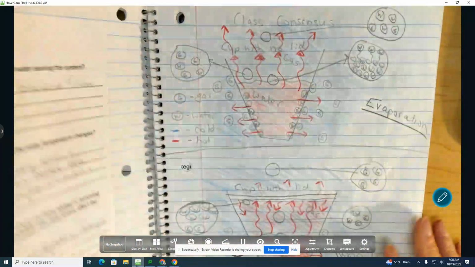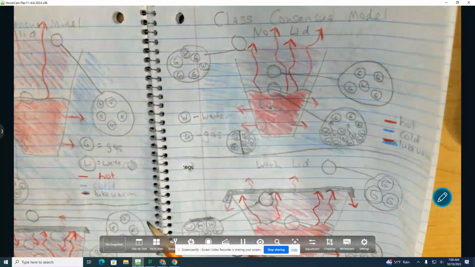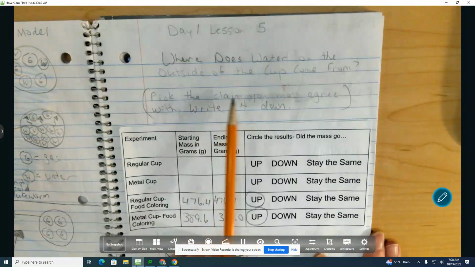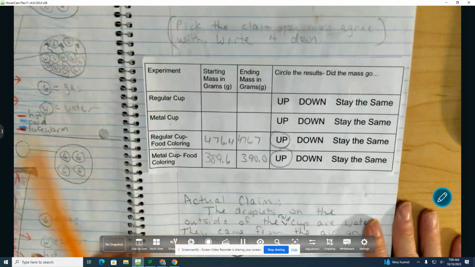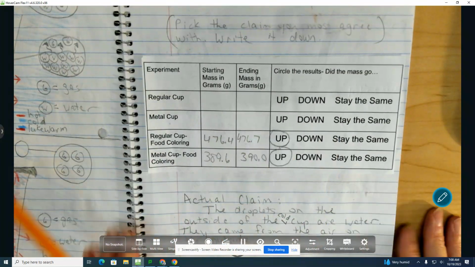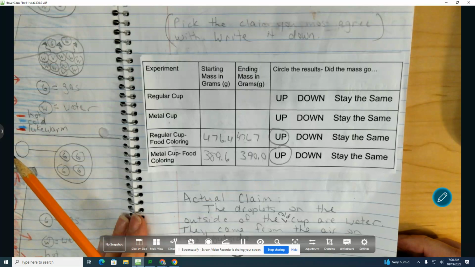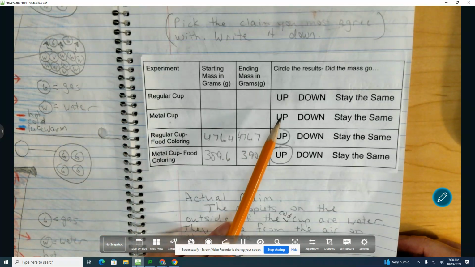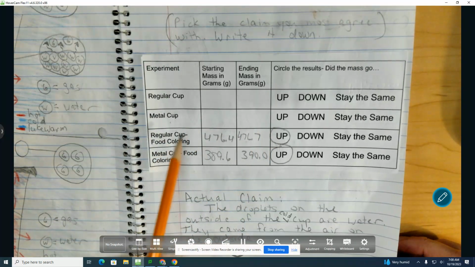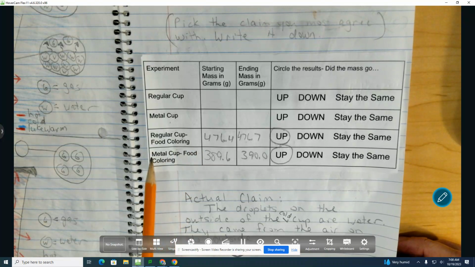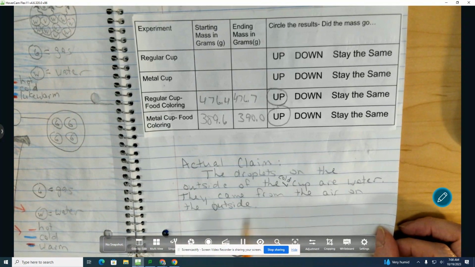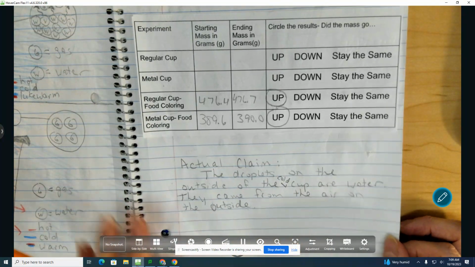Then lesson 5 is our condensation lesson. This was, where does the water on the outside of the cup come from? We did this right in the classroom. Some of you had a regular cup, some of you had a metal cup, and we saw that mass did increase, and the food coloring on the inside for mine was red, but the water on the outside was clear. So we did find out that the water does come from the outside of the cup, from the air.